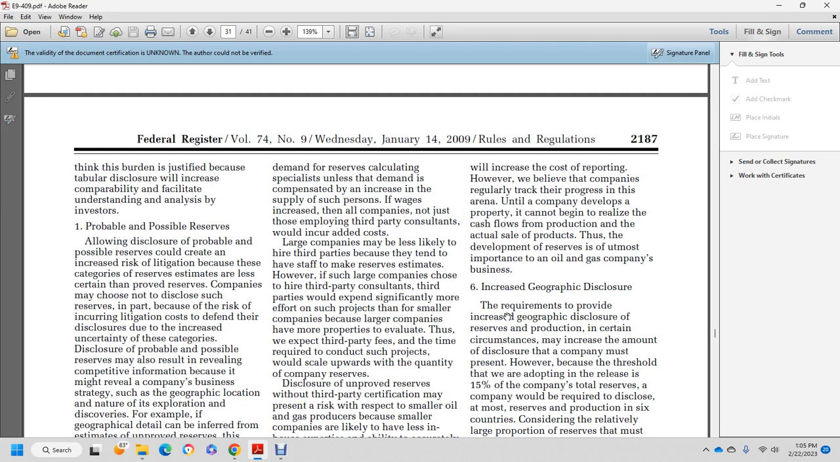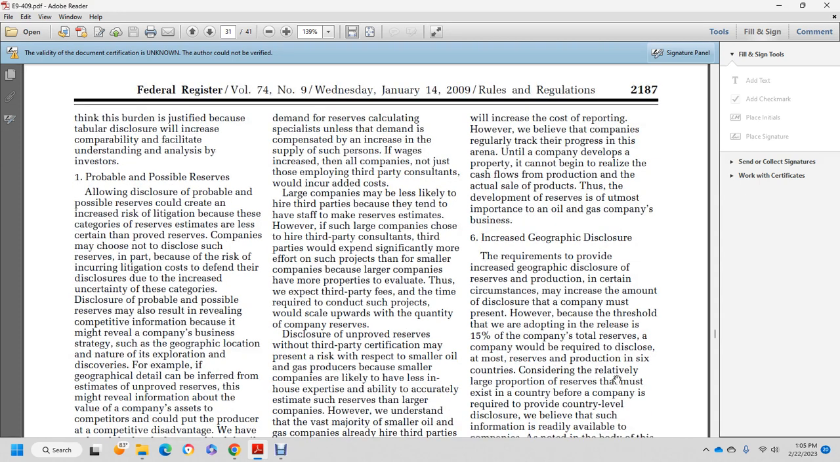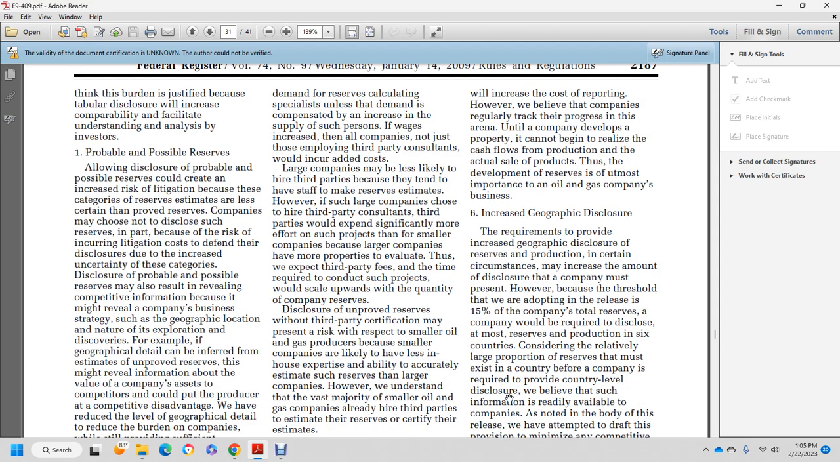6. Increased geographical disclosure. The requirement provides for increased geographical disclosure of reserves. Certainly, the circumstances may increase the amount of disclosure a company may present. However, we are adopting a threshold of 15% of the company's total reserves, above which the company would be required to disclose. At most, reserve production in 6 countries would be considered a relatively large proportion of reserves that must exist in a country before the company is required to provide country-level disclosure.